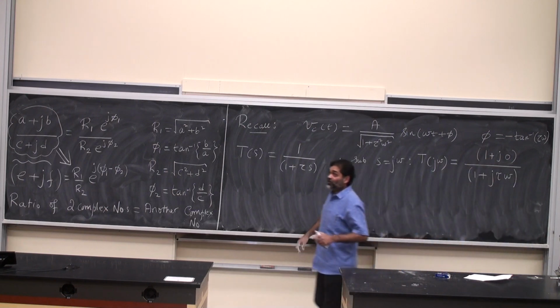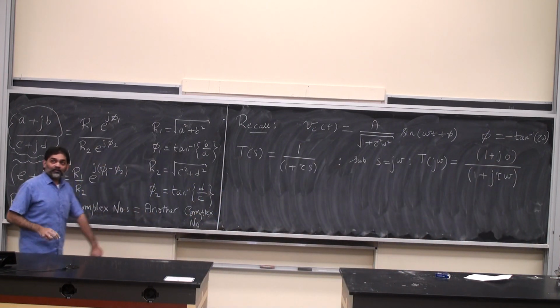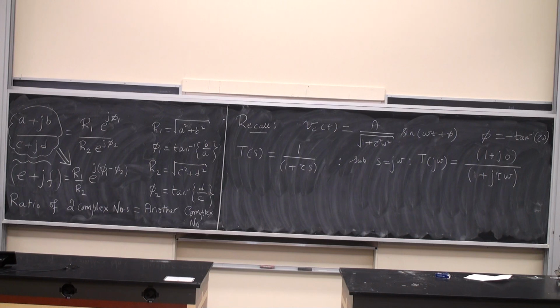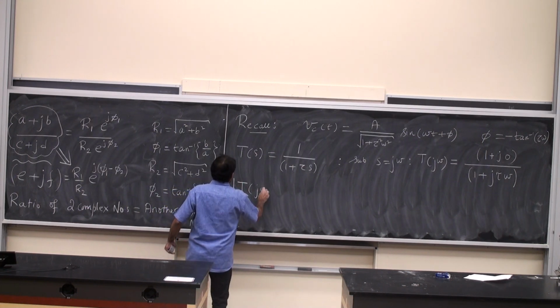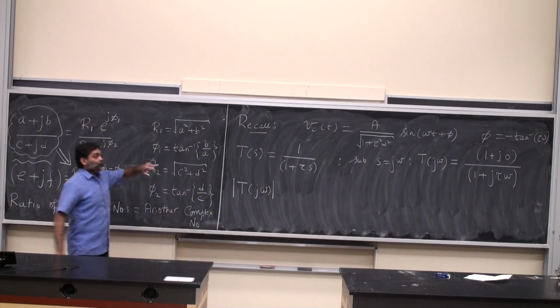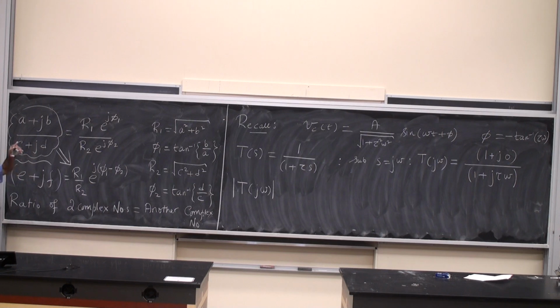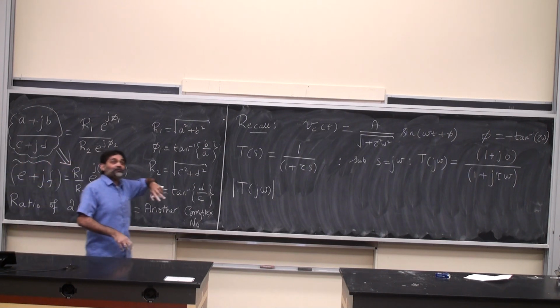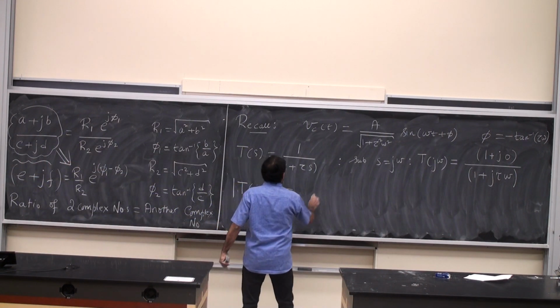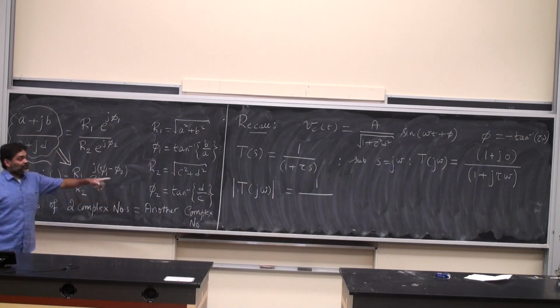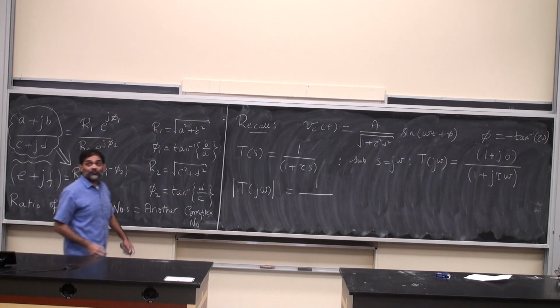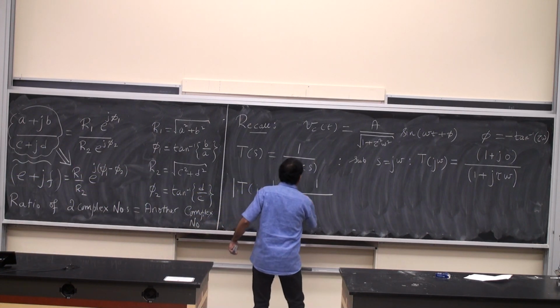Look at the numerator, I'm writing it as 1 plus 0 times J, no harm done. What's the magnitude of the complex number T of J omega? It's a ratio of two complex numbers whose magnitude is the magnitude of the numerator by the magnitude of the denominator. Magnitude of the numerator is 1. Magnitude of the denominator is square root of 1 plus tau square omega square.